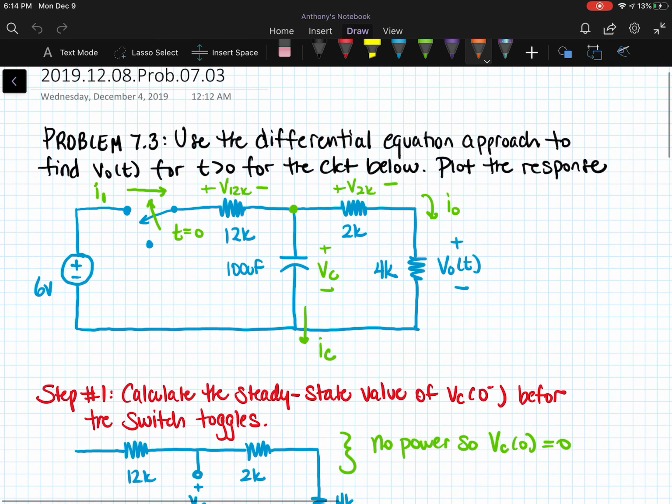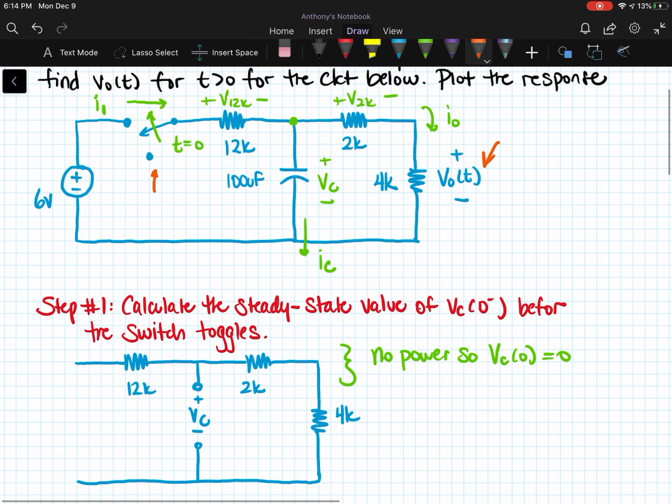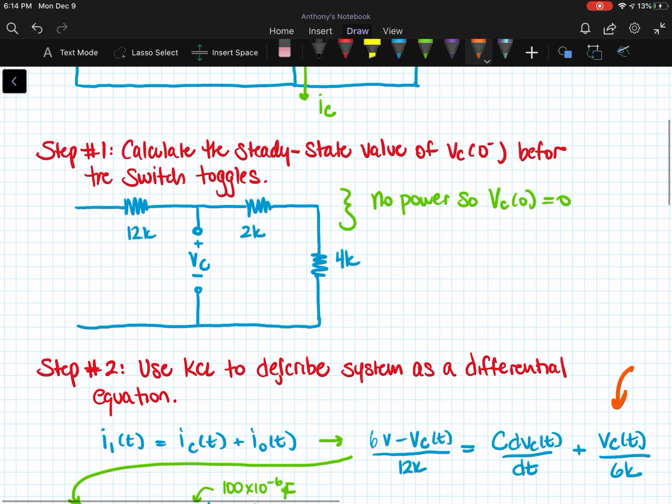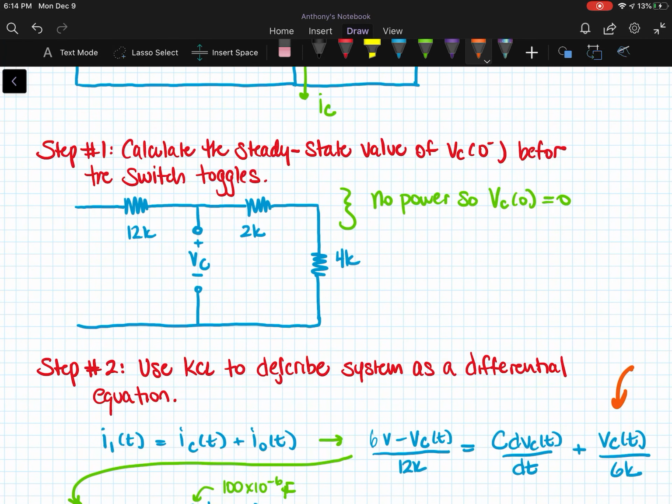Problem 7.3 asks us to use the differential equation approach to find V out for time greater than 0, obviously for this circuit below, and plot the response. One thing that's important to note here is that the switch is closing at time equals 0 and not opening. So we spent some time during the lecture talking about the basic steps that are used to solve problems like these, and so we're going to be using those basic steps.